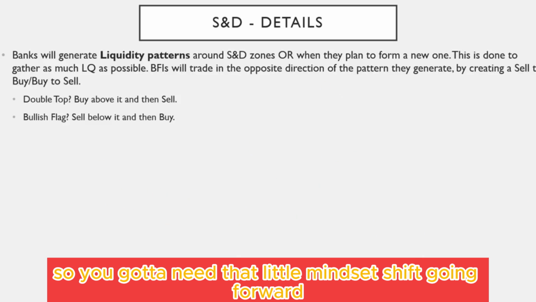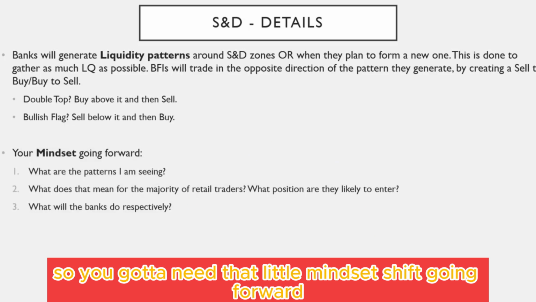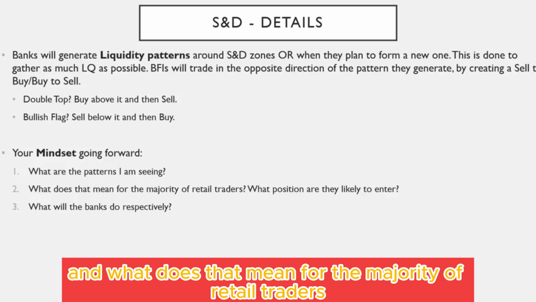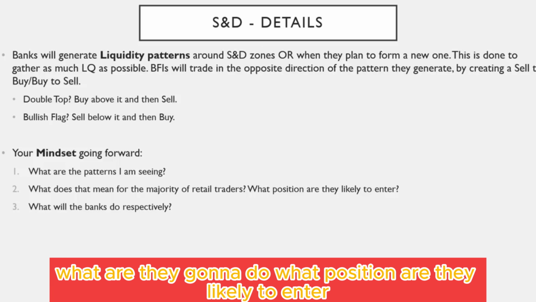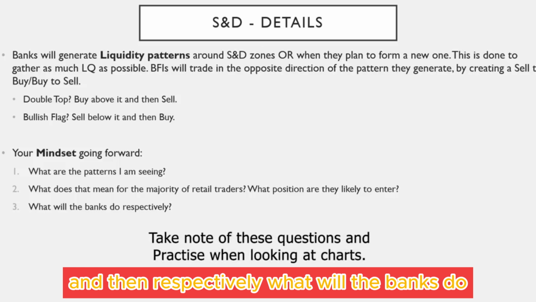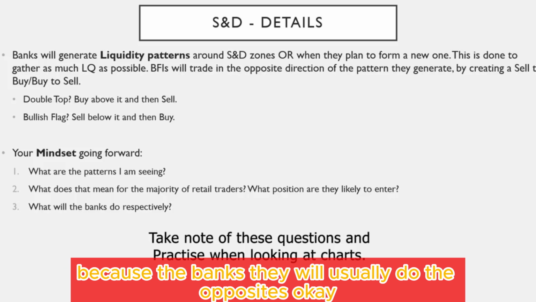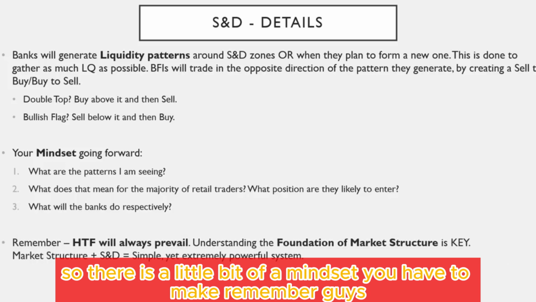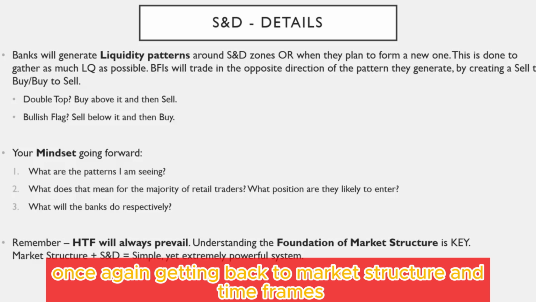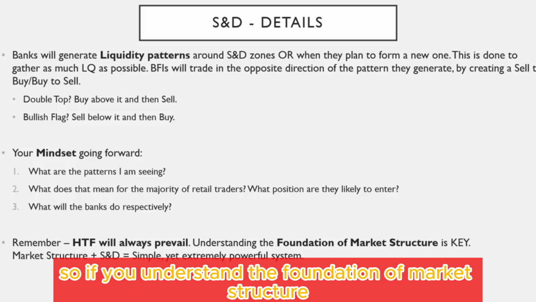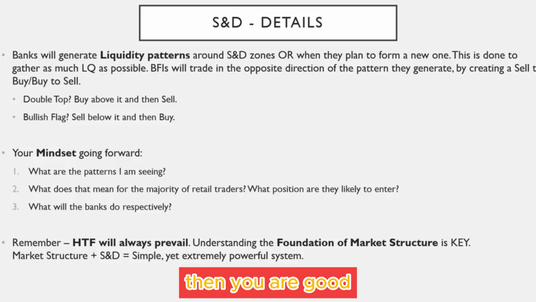Okay, so you need that little mindset shift going forward. So what are the patterns? You have to ask yourself, what are the patterns that I'm seeing? And what does that mean for the majority of retail traders? What are they going to do? What position are they likely to enter? And then respectively, what will the banks do? Because the banks will usually do the opposite. Okay, so there is a little bit of a mindset shift you have to make. Remember, guys, once again, getting back to market structure and timeframes: higher timeframes will always prevail. So if you understand the foundation of market structure, then you are good.